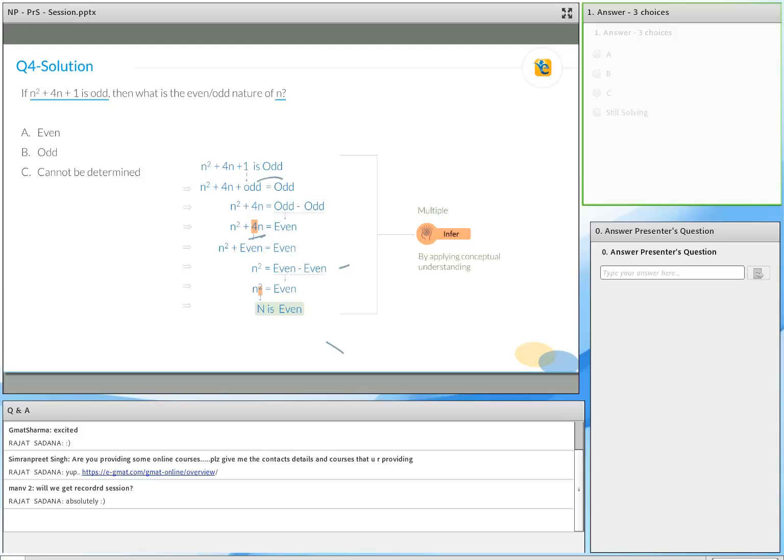Hurriedly pressed B instead of A? Okay, that's fine. N is negative? No, we are not saying that n is negative. All we are saying, we are just doing the processing. We are just seeing the impact of the operations on even odd numbers. That's what we are trying to do.